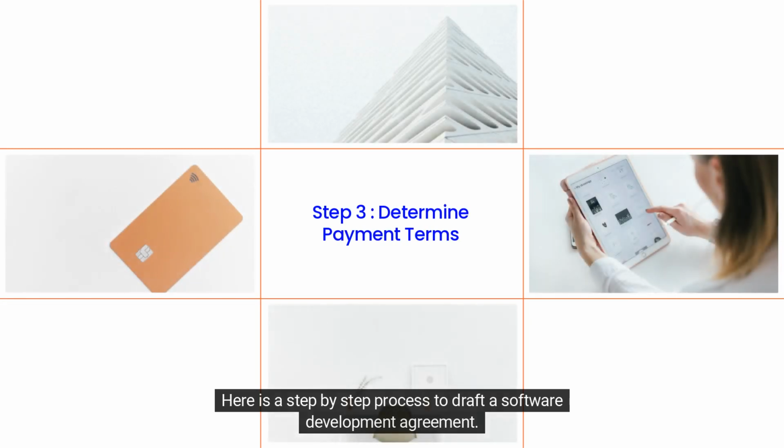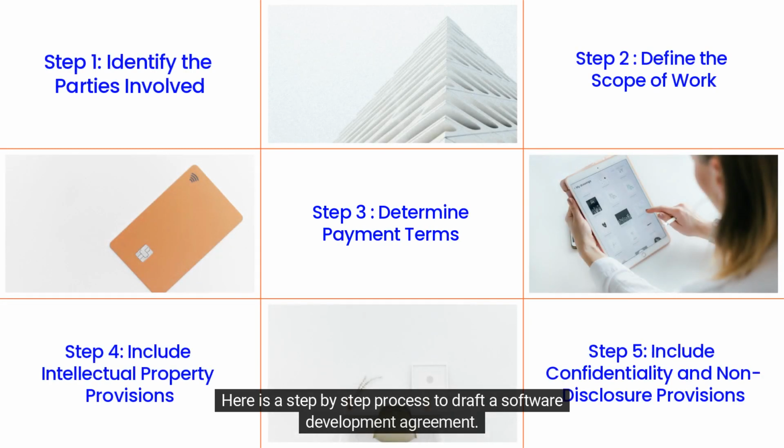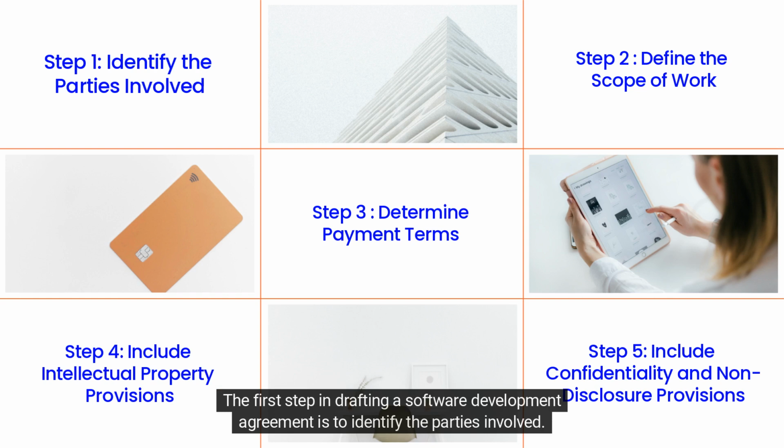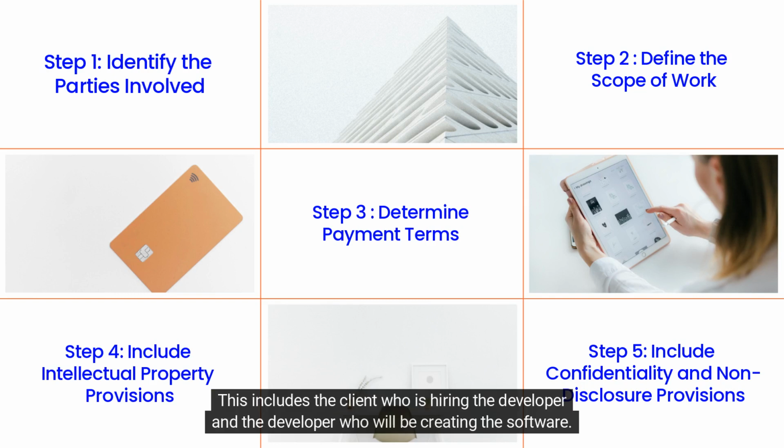Here is a step-by-step process to draft a software development agreement. Step 1. Identify the parties involved. The first step in drafting a software development agreement is to identify the parties involved. This includes the client who is hiring the developer and the developer who will be creating the software.